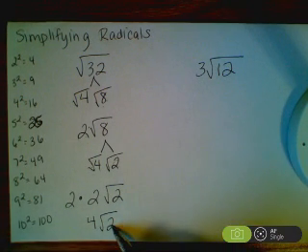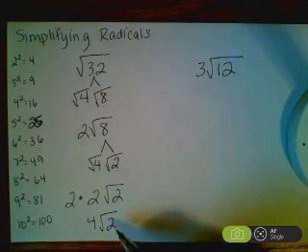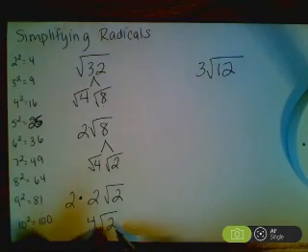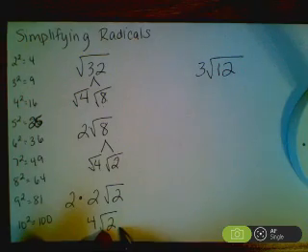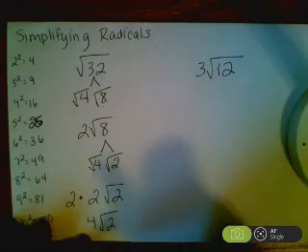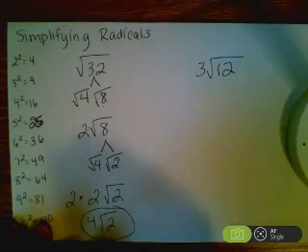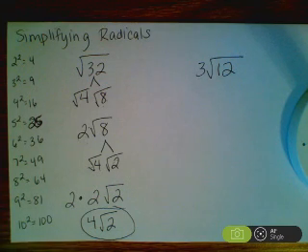Now you know it's in simplest form because there's no numbers that go into 2 other than 1. 1's a perfect square, but it doesn't help you. 2 is not a perfect square. There's nothing that goes into it. So this is as simple as it gets.